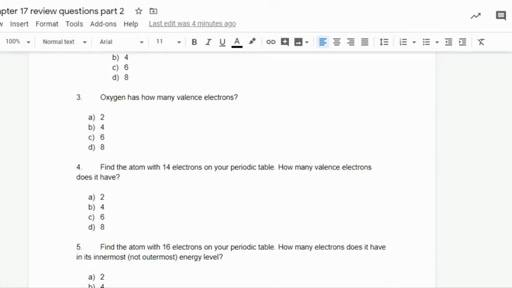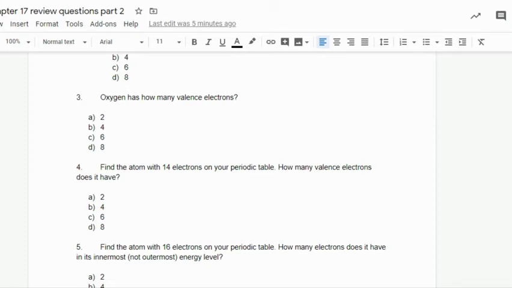Number 3, oxygen, O on the periodic table. Oxygen has how many valence electrons? If you look up oxygen on the periodic table, you will find that it is at the top of group 16, which means it has 6 valence electrons. If you count columns or groups from the left, it's in the 6th group from the left, and that means it has 6 valence electrons. So the answer is C. C is the answer for number 3.